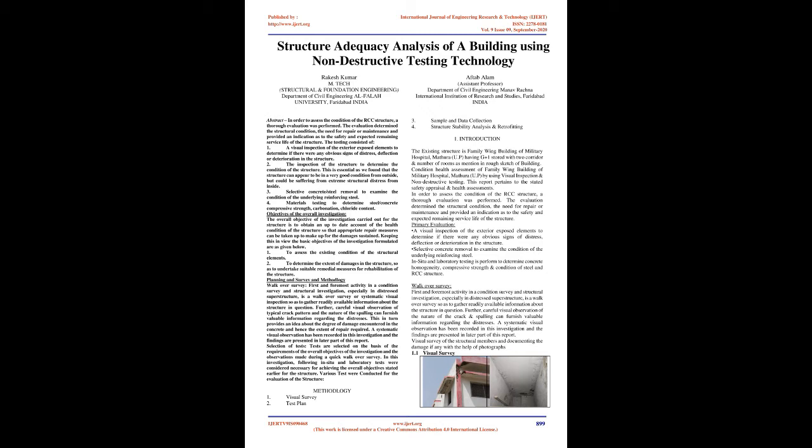The testing consisted of 1. A visual inspection of the exterior exposed elements to determine if there were any obvious signs of distress, deflection, or deterioration in the structure. 2. The inspection of the structure to determine the condition of the structure. This is essential as we found that the structure can appear to be in very good condition from outside, but could be suffering from extreme structural distress from inside.